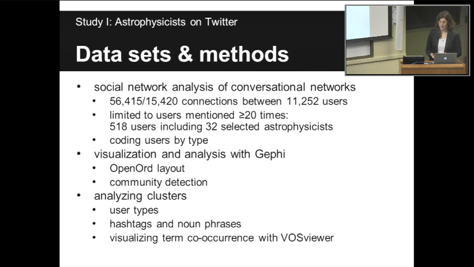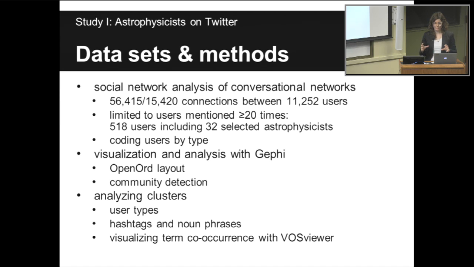And we limited that to those users that had been mentioned at least 20 times because we wanted those people that were involved frequently. And so from the 11,000, we ended up with 518 users. And of our 37 astrophysicists, this contained only 32, because 5 of them were not as frequently involved. We also coded.